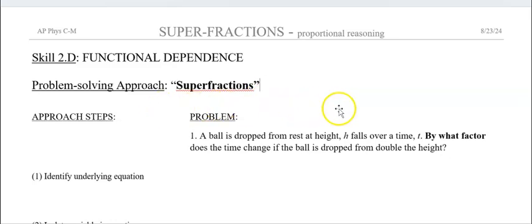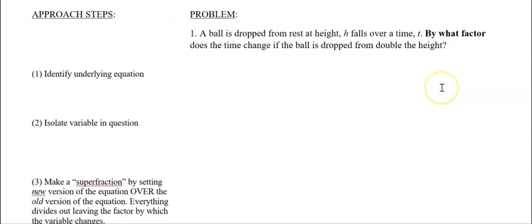So we're going to approach these with a few different types of examples here to show you how this functional dependence skill takes form using superfractions. So let's first look at this problem. There's a ball that's dropped from rest from a height h, which it falls then over a time t, and saying by what factor. So that's what's going to cue us that this is a functional dependence problem and that we need to use superfractions. So by what factor does the time change if the ball is dropped from double the height? So you can see that something's being doubled, and then we want to see how something else changes and by what factor. So the first thing we're going to want to do is identify the underlying equation that's involved.